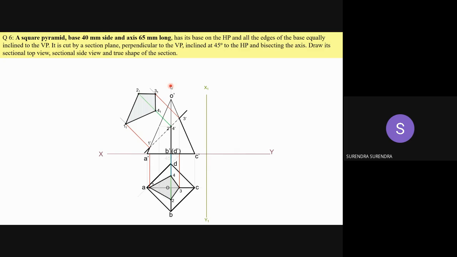Now coming to side view. So till now, do you have any doubts? The main thing, the new thing what we have drawn is the true shape of the section. Any doubt now?